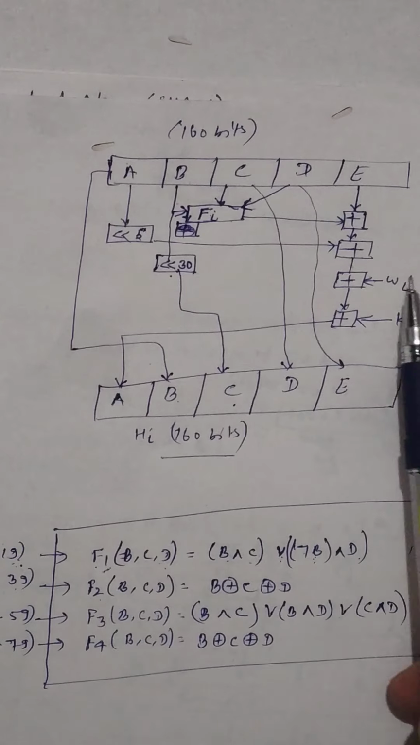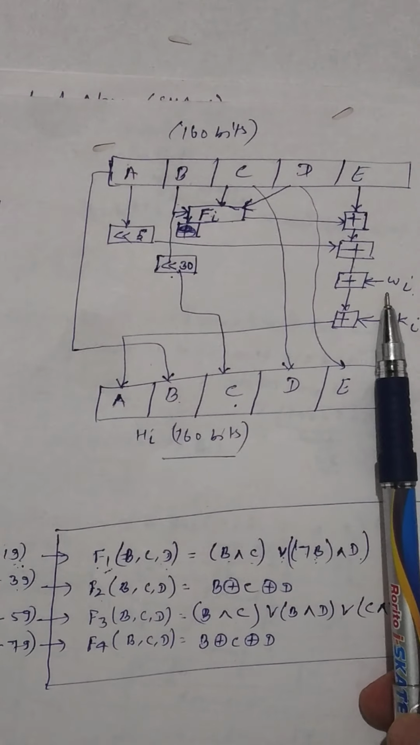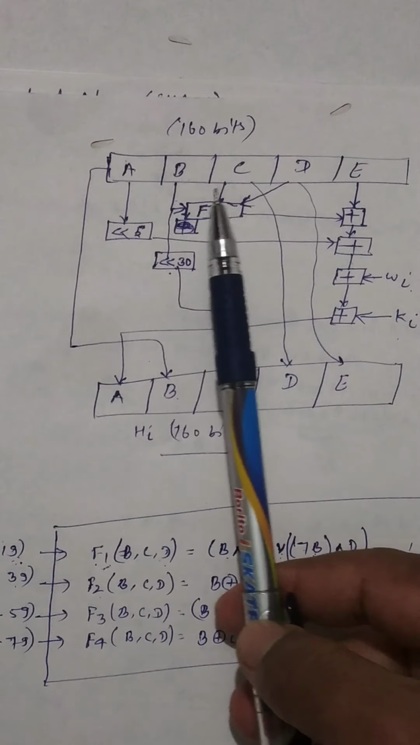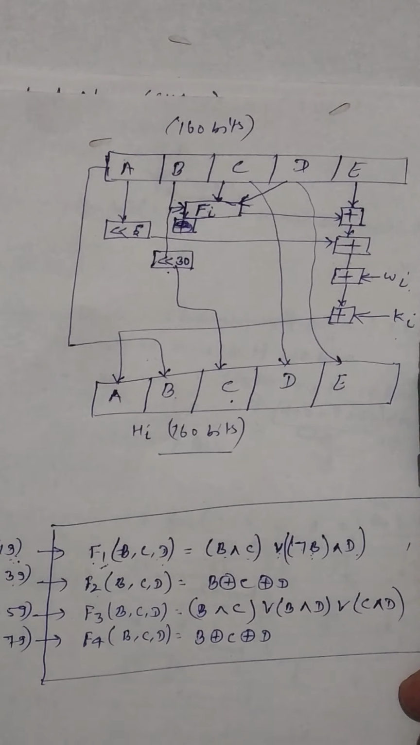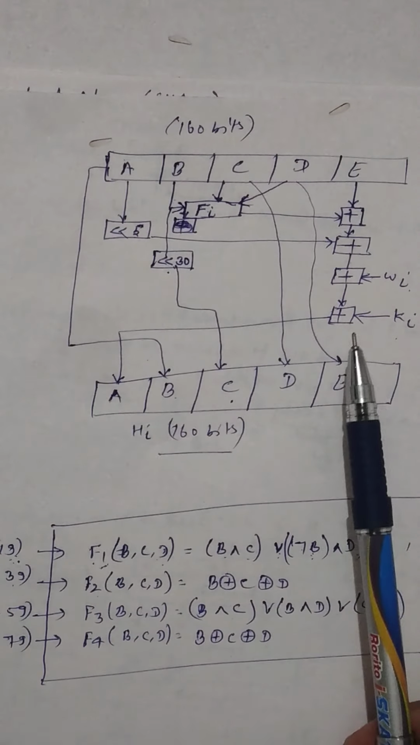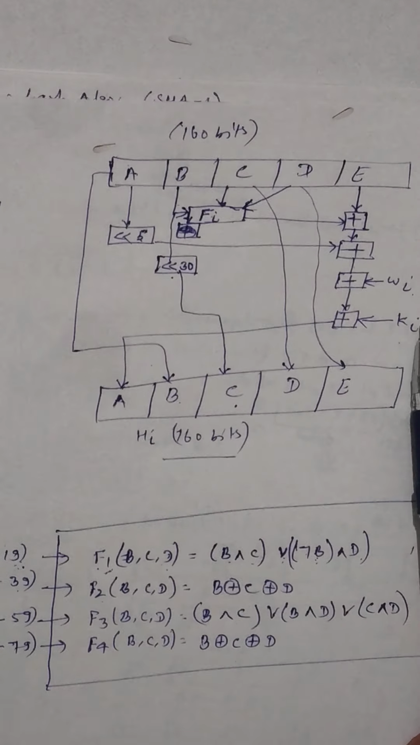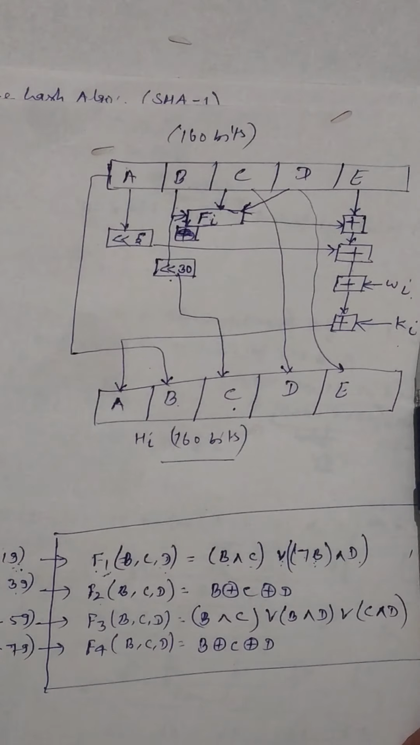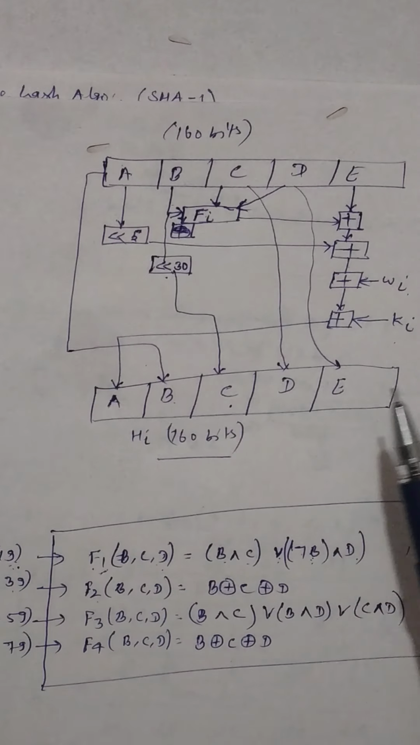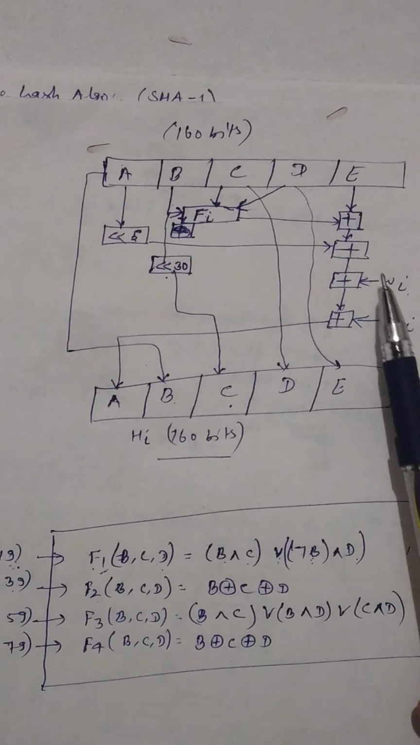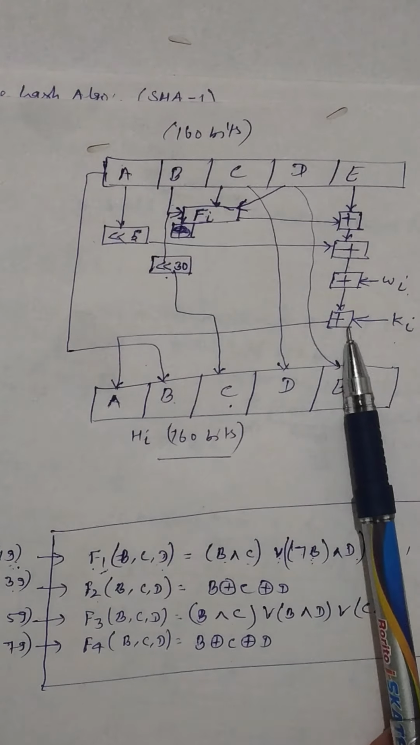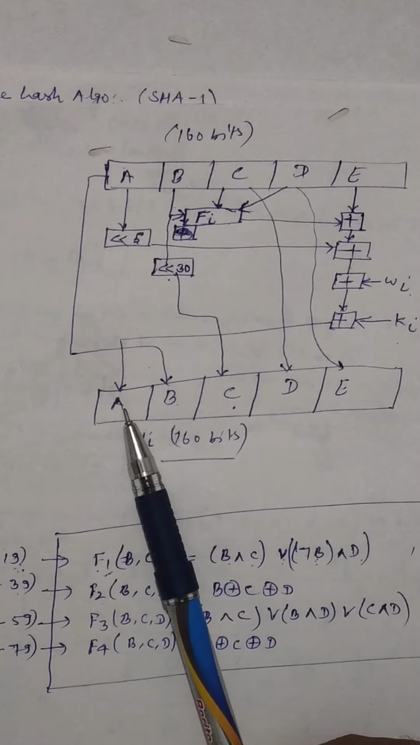So rounds 0 to 19 with F1. For rounds 20 to 39 we will take F2. Rounds 40 to 59 we will take F3. And rounds 60 to 79 we will take F4. Now similarly we will go for each and every round with K1, K2, K3 and K4 as per our discussion already. Then the word W, and after this addition modulo we will store this value into A.